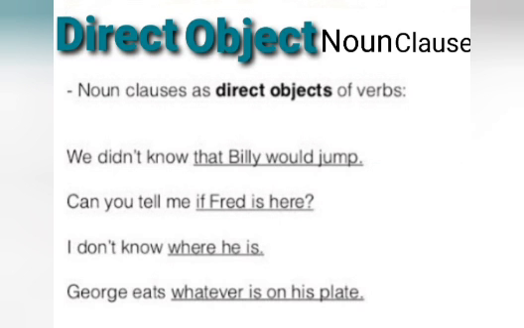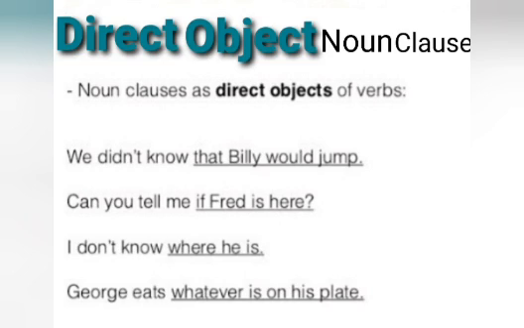Next function is direct object noun clause. Yes, noun clause as direct object of the verb. Take the example. We didn't know that Billy would jump. So ask the question what to the sentence. What didn't we know? Answer is that Billy would jump. Yes, so this is your noun clause. The second way to find the noun clause is that it begins with a relative pronoun. Relative pronoun is "that". Okay?